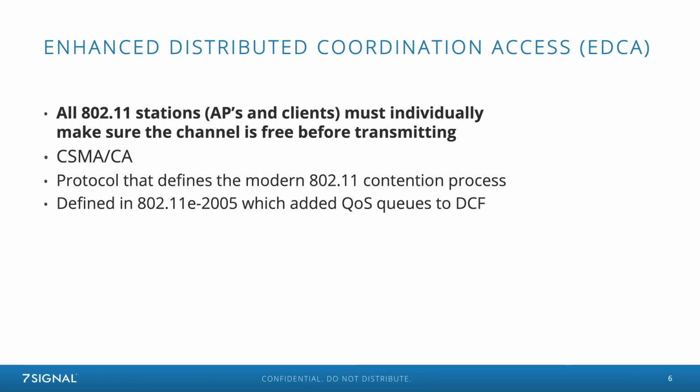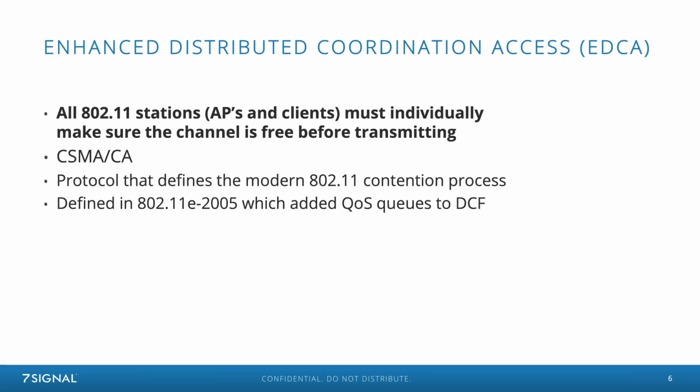So it checks the channel to see if it's free, which we call being idle, or if something else is going on in the channel, someone else is transmitting, or there's interference. In that case, the channel's busy and the station won't transmit. It's a listen-before-talk protocol.